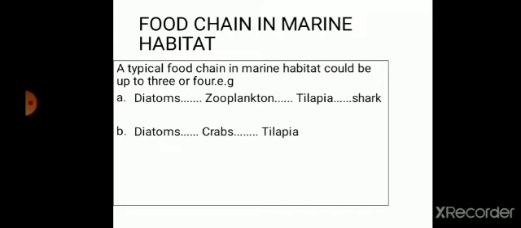For example, we have diatoms, zooplanktons, tilapia, and shark. Diatom simply means microscopic material that is fed on by living organisms. It is very, very tiny; you might not even see it with the naked eye. It is fed on by zooplanktons.